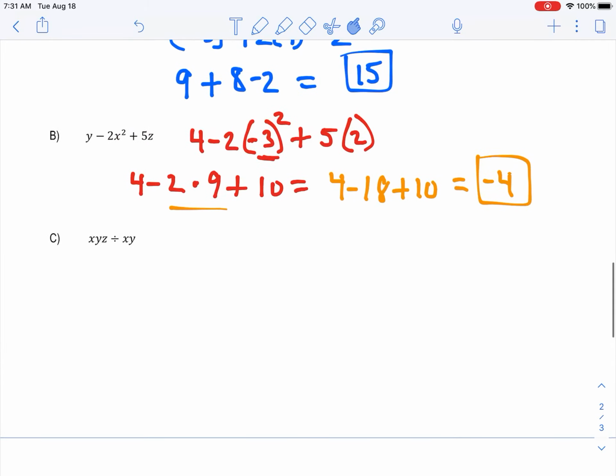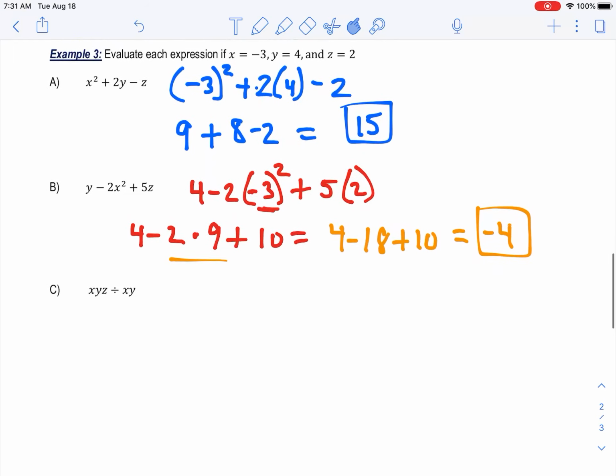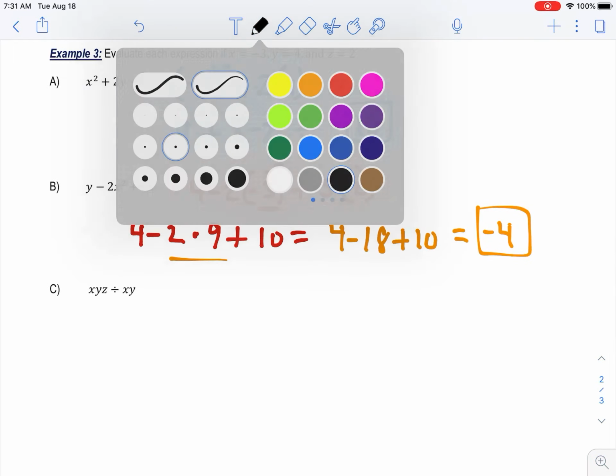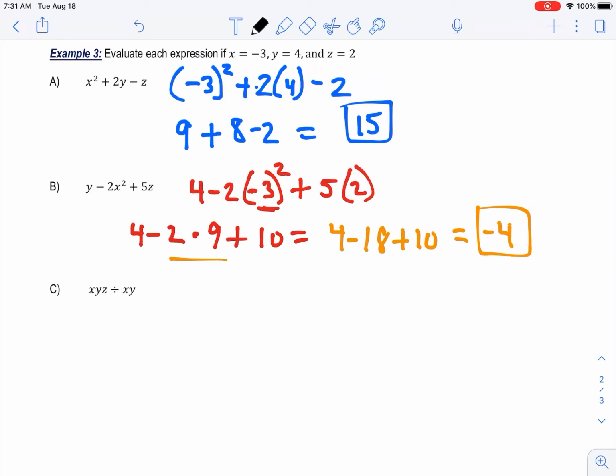This looks like it's our last example of the notes. All right, let's see. I need to scroll up a little bit so I can see what x, y, and z are. Okay, here we go. All right, x is negative 3. Y is 4. Z is 2. Divided by x times y, so negative 3 times 4.